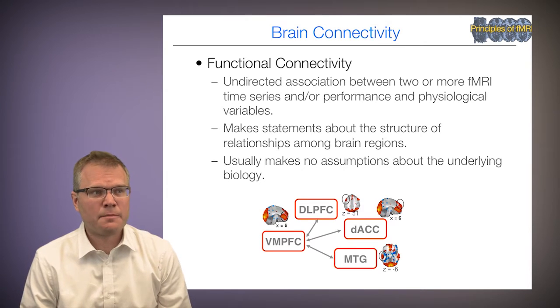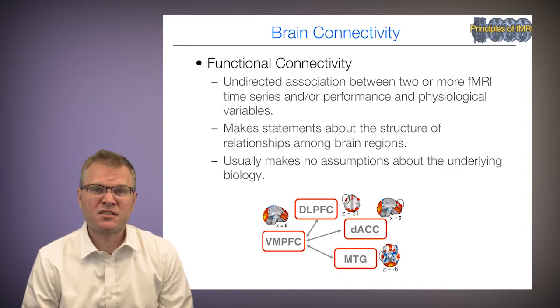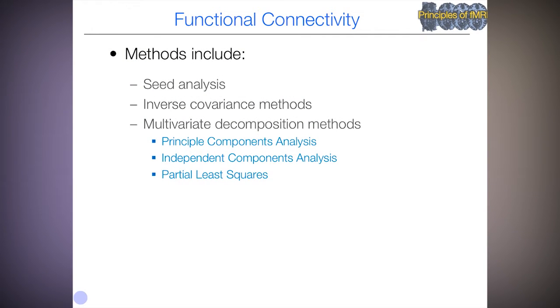So here again is the example we showed last time where the VMPFC is correlated with these three other regions. That would be sort of a typical functional connectivity result. Methods for performing functional connectivity include seed analysis and inverse covariance methods, which we'll be covering in this module, and multivariate decomposition methods, which we'll be covering in the next module.